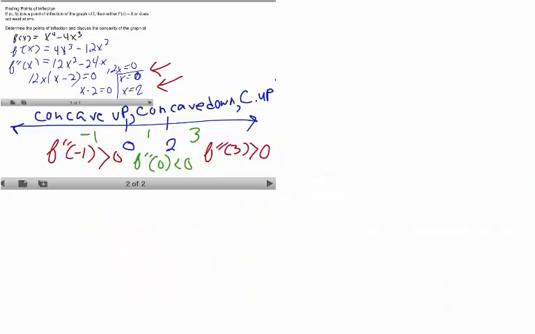Now, although a point of inflection can only occur at a 0 of the second derivative, it is possible for the second derivative to be 0 at a point that is not a point of inflection. However, in this case, x equals 0 and x equals 2 are both points of inflection. And we know this since we have concave up, concave down, and concave up, where the graph is changing direction. And in those places where the graph changes direction, an inflection point can be found.